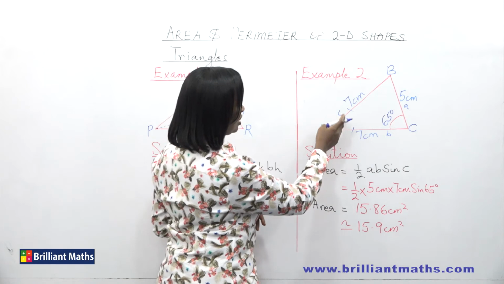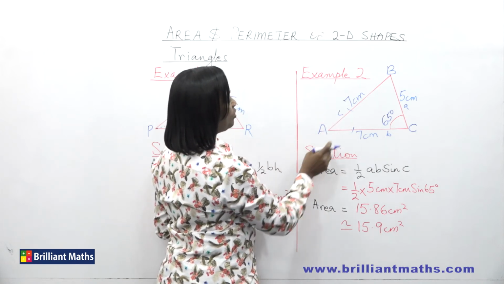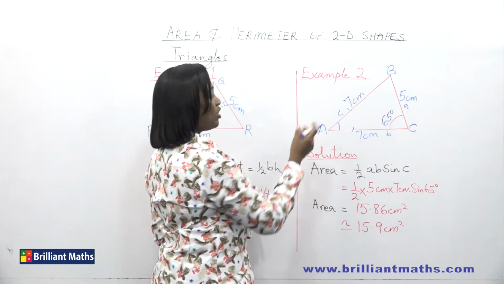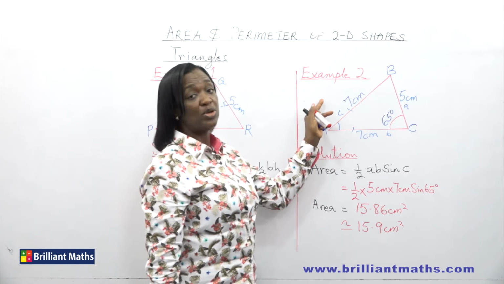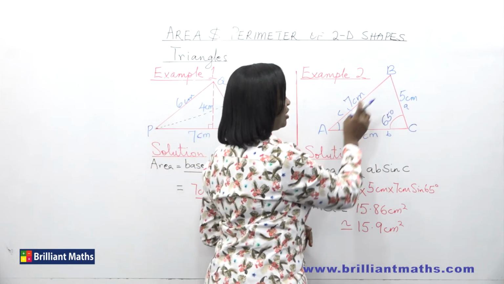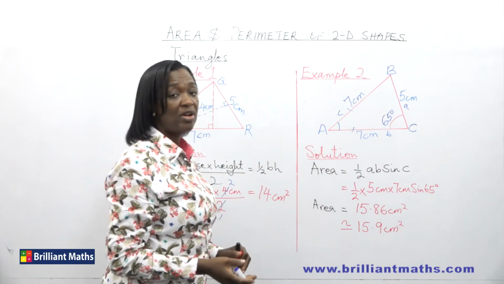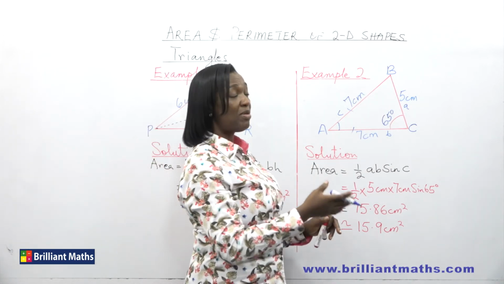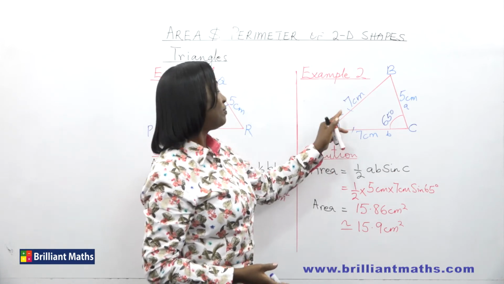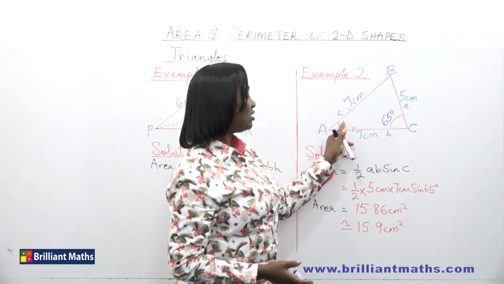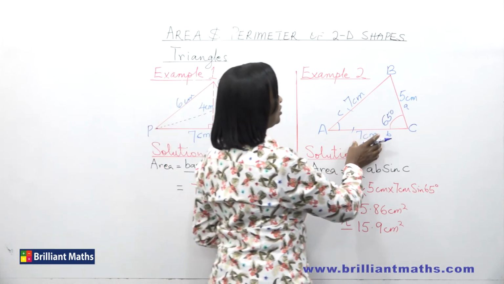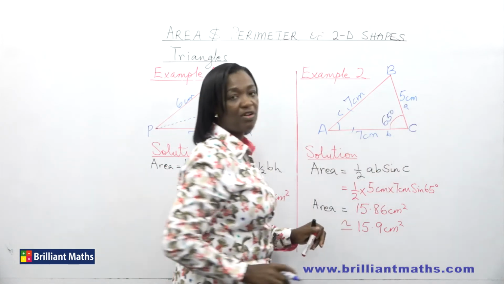If we want to use 7 and 7, then it will be half 7 times 7, the sine of angle A. But we don't know the sine of angle A, though it can be calculated. Since we know that it's an isosceles triangle, it also means that that angle is 65. 65 plus 65 is 130. 180 minus 130 is 50 degrees. So we can use half AB sine 50 degrees using that sine. But I've chosen to use 7 centimeters, 5 centimeters, and 65 degrees.